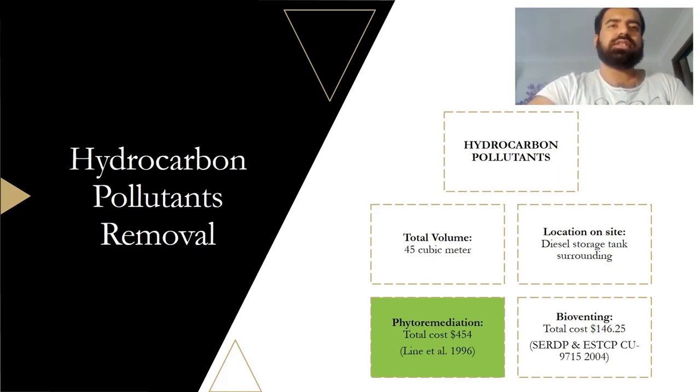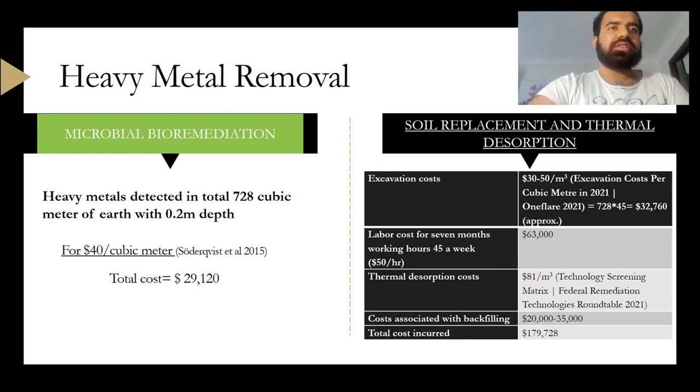So the heavy metal removal would need 728 cubic meter of earth with an average depth of 0.2 meter to be treated. Microbial bioremediation would incur a total cost of $29,000, while soil replacement and thermal desorption would incur a cost of $179,728. We would be selecting microbial bioremediation.